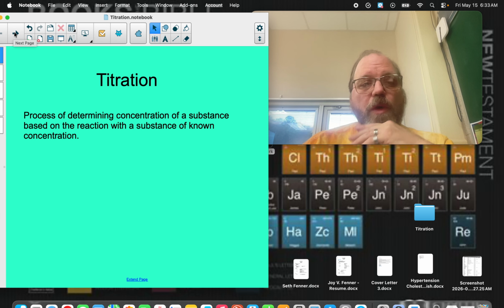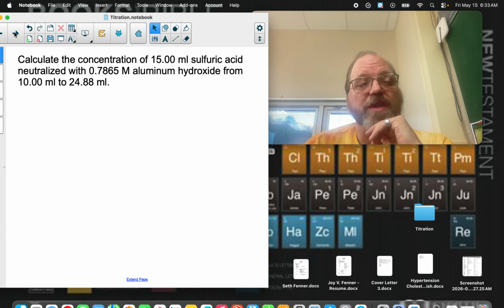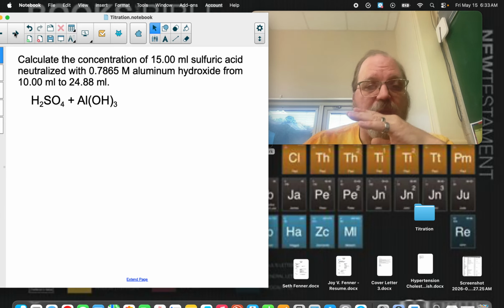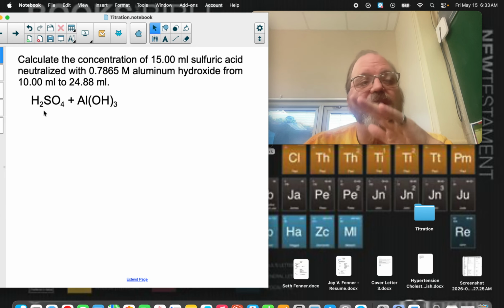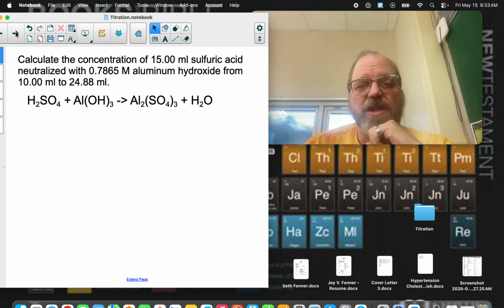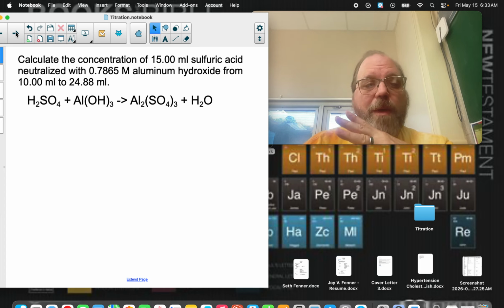Calculate the concentration of 15.00 milliliters of sulfuric acid neutralized with 0.7865 molar aluminum hydroxide, from 10.00 milliliters to 24.88 milliliters. We start with the reaction. Sulfuric acid, H2SO4, plus aluminum hydroxide. They're both strong, so it's a direct reaction: aluminum sulfate plus water, and we balance it.